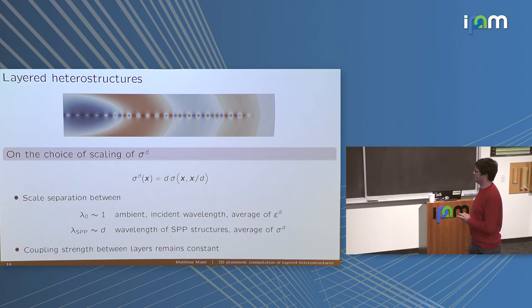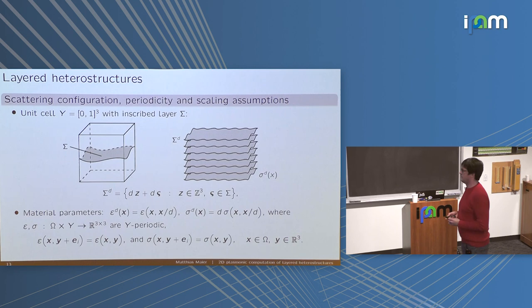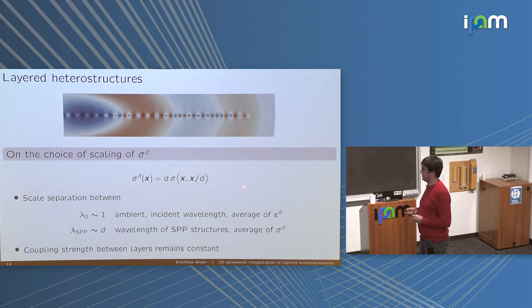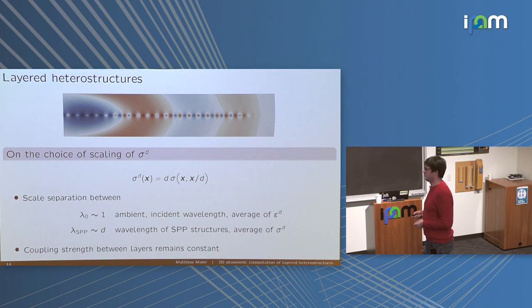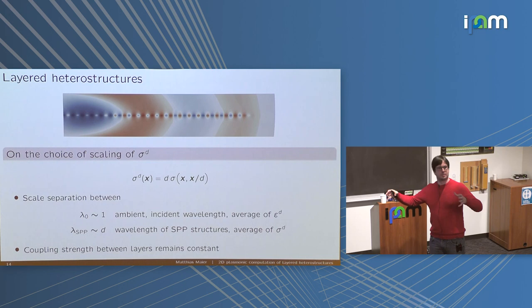I have to comment on one thing first. When you look at this, what is a little bit peculiar here is that I also scale the sigma with D, because I want to introduce a scale separation, namely that D, which is the parameter that characterizes the periodicity, will be very small compared to the ambient wavelength. And I have to make a choice how to scale D, and for the purpose of these plasmonic crystals we wanted to study, we chose the following scaling, namely that we keep the ambient wavelength at 1, but we want to force the surface plasmon polariton structures to get smaller and smaller. And because of that, we scale the surface conductivity. Put a different way, the coupling strength between two layers will remain constant in this system.